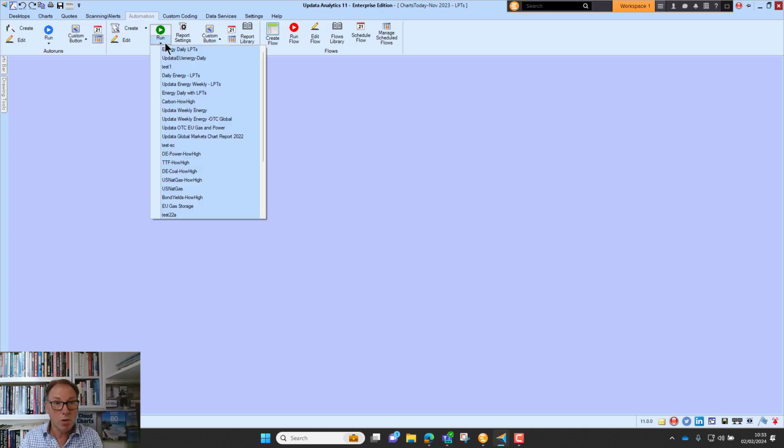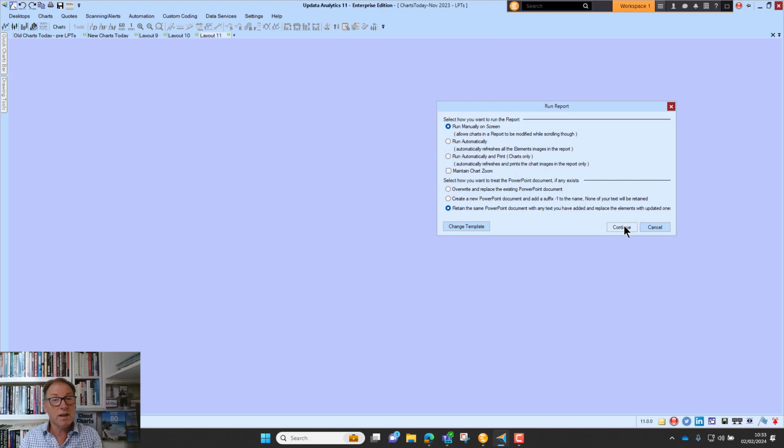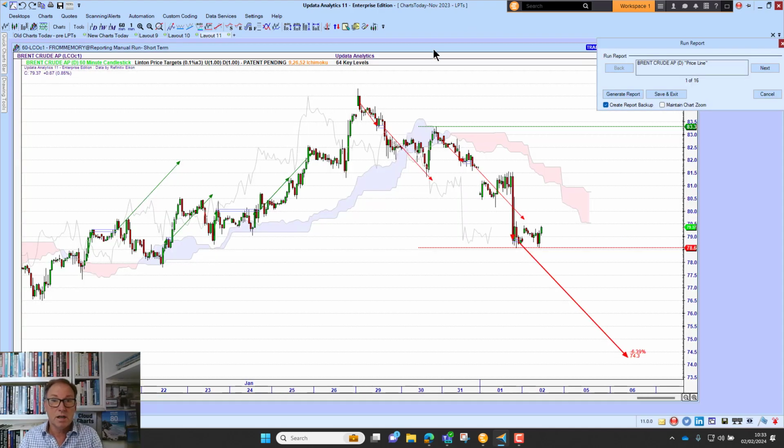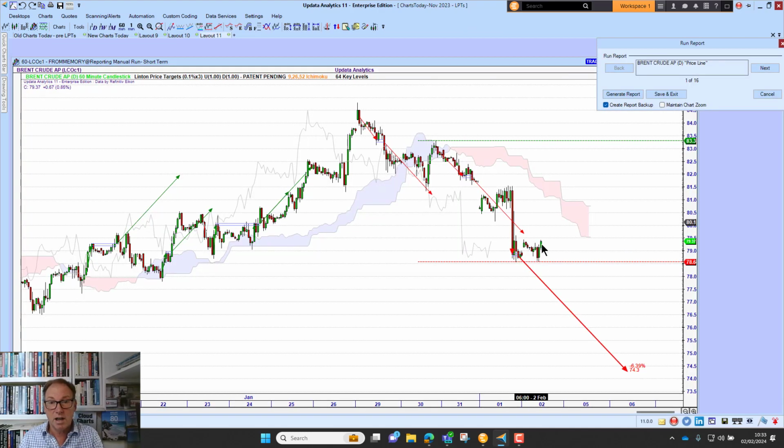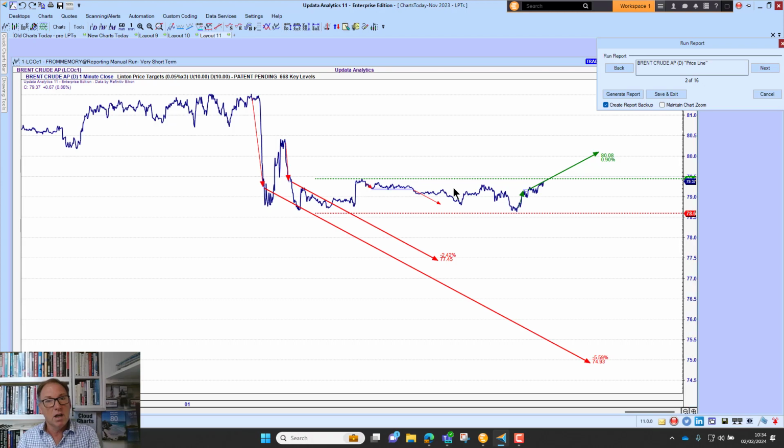And I'm going to run the report. You could do this on any instruments you want. And this is how the report gets produced. And so here's my chart. No big changes there, little uptick candle. Of course, the 60-minute charts are not going to change that much. But the 1-minute charts, we are going to see quite dramatic change.